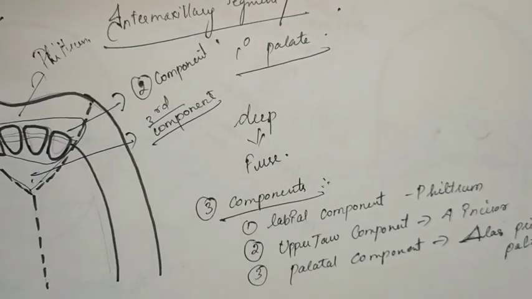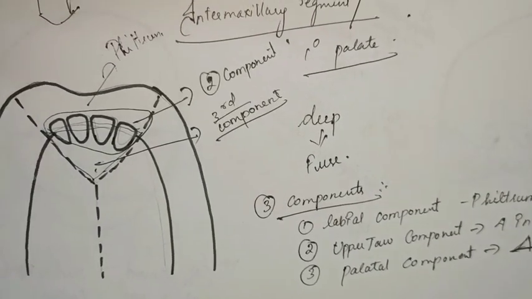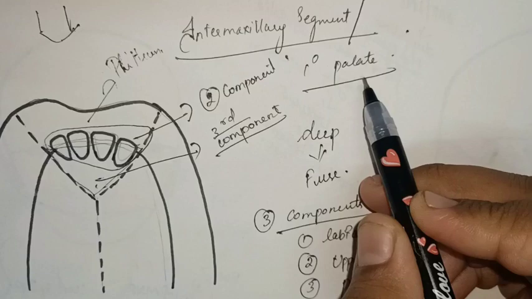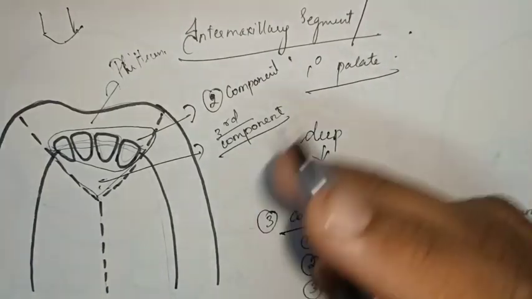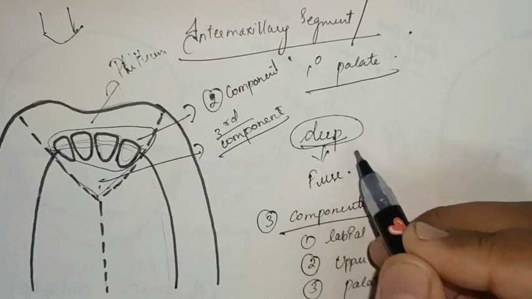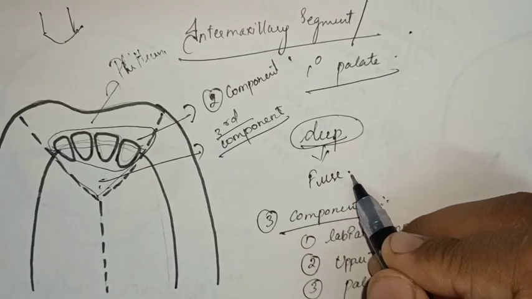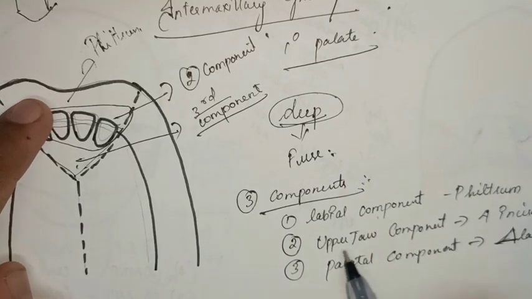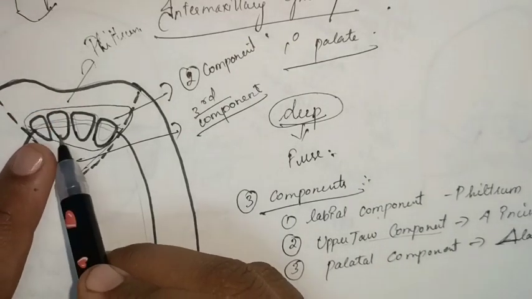And the last one is your intermaxillary segment. The intermaxillary segment is also called the primary palate. As a result of medial growth of the maxillary prominence, the 2 medial nasal prominences fuse not only at the surfaces, it also takes place at the deeper level. So the 2 merged prominences form the intermaxillary segment. It has 3 components, that is your labial component, upper jaw component and palatal component.